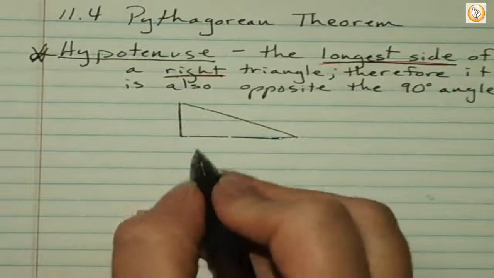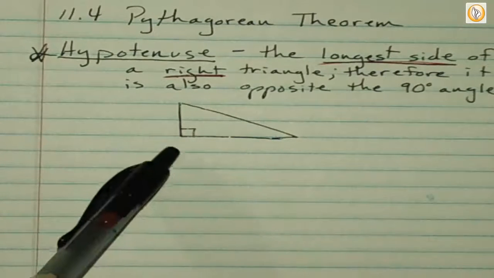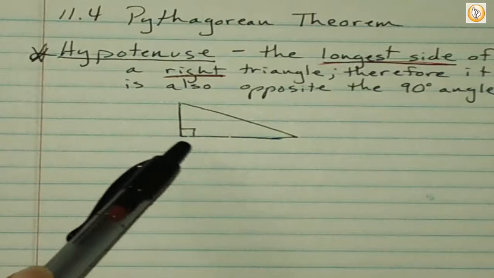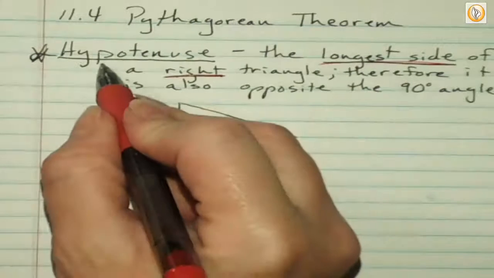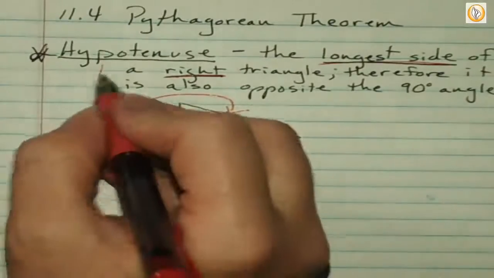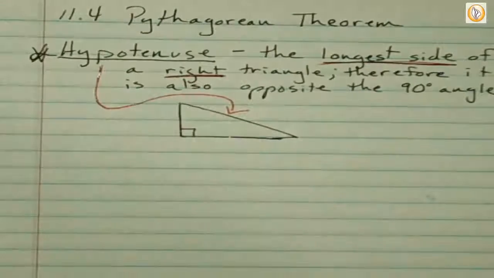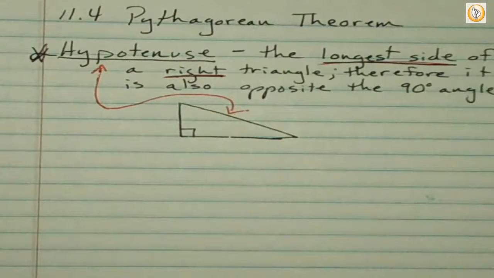All right, so if this is your right triangle, because there's a little marker that says this is your right angle, then the hypotenuse is this longest side here. Okay, so the hypotenuse, I like saying hypotenuse. Hypotenuse is the longest side of a right triangle.